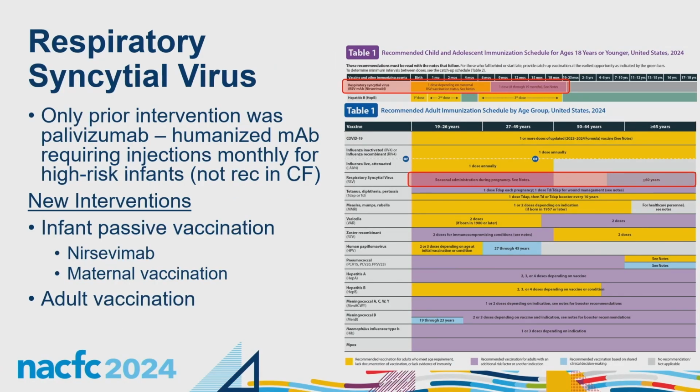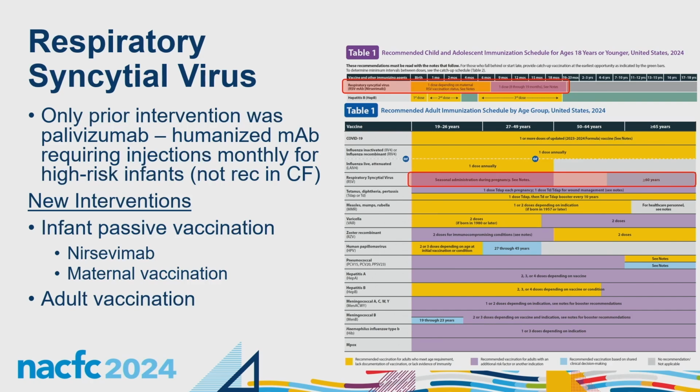So the first big vaccine change that I'd like to talk about today are the changes in vaccines and passive immunization for respiratory syncytial virus. Until recent years, the only intervention available specifically for RSV was, of course, palivizumab, a humanized monoclonal antibody that required multiple injections across the season for infants at high risk. But now there are several new interventions for both infants and adults.